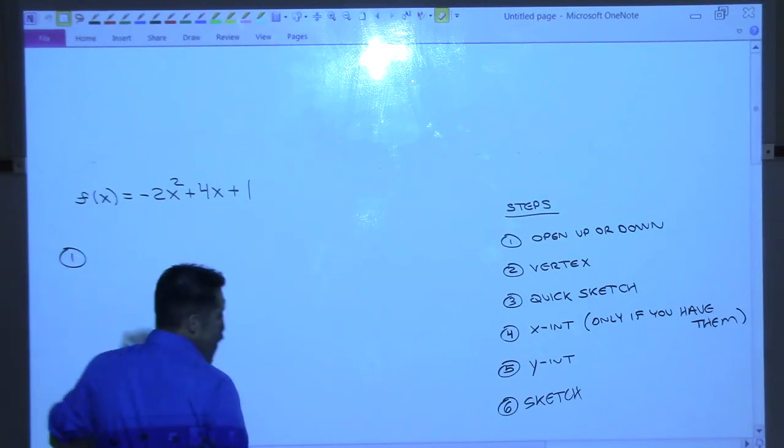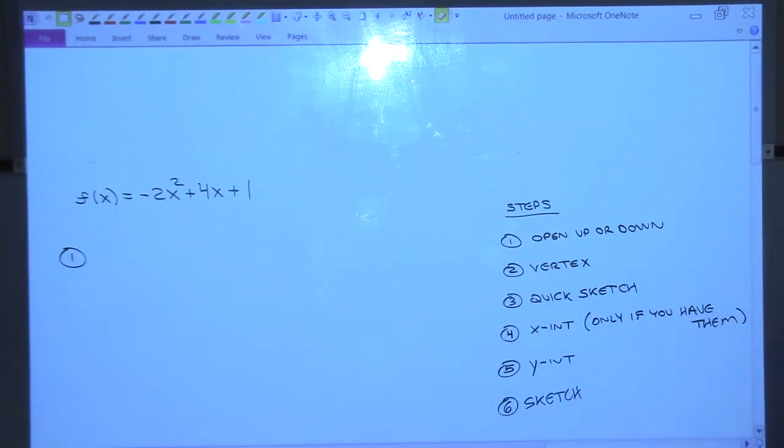Okay, first step. Let's see if I have my little sticks in here. I thought I did. I guess not.